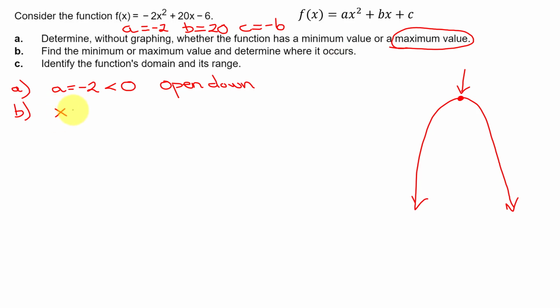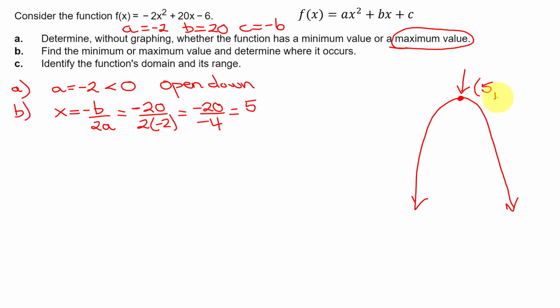So remember, the vertex of a parabola, there's a formula for it. The x value of the vertex equals negative b divided by 2a. So it's the opposite of b, and b was 20, so it's negative 20 divided by 2 times a, which is negative 2. So it's negative 20 divided by 2 times negative 2 is negative 4. Negative 20 divided by negative 4 is positive 5. So I know the x value of the vertex is 5.